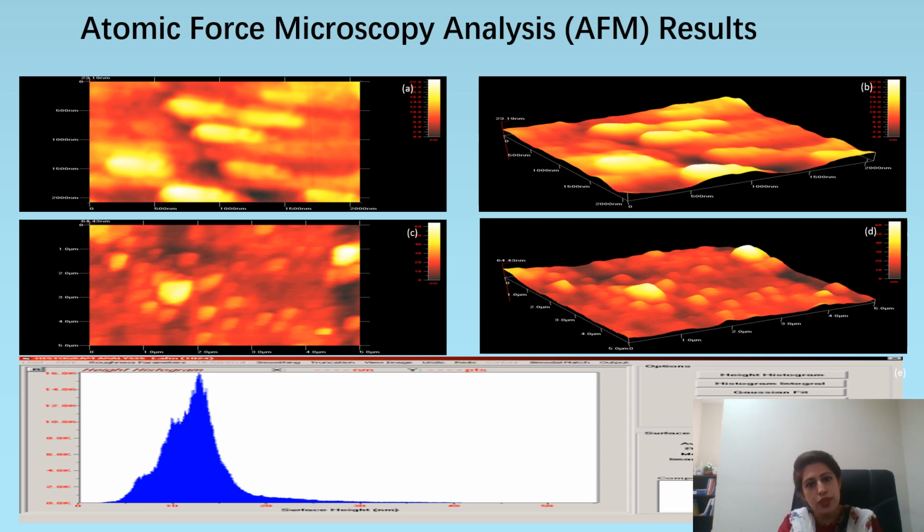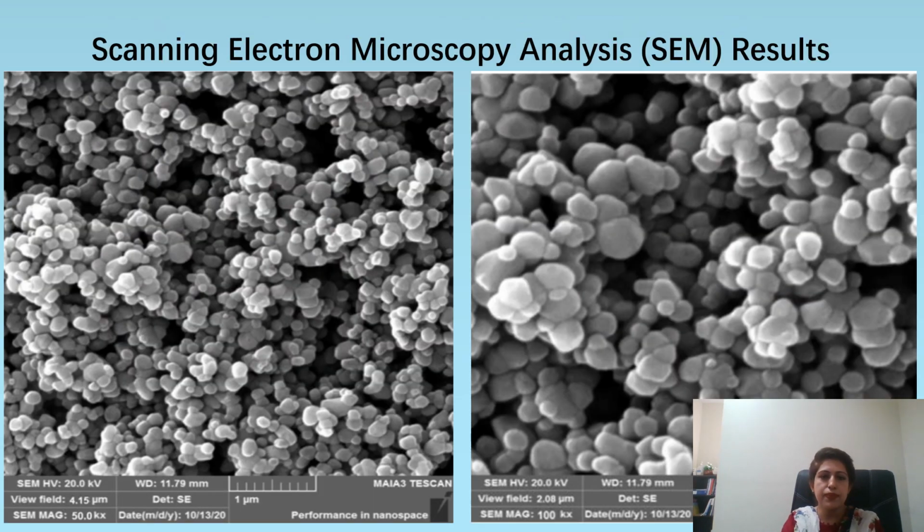The atomic force microscope results totally confirmed that these titanium oxide nanoparticles are smooth, having a soft surface. That's why they can be easily incorporated and mixed in the dental restorative material. The scanning electron microscopy results confirmed the spherical shape of the nanoparticles with a large size, which you can also see in this SEM picture.